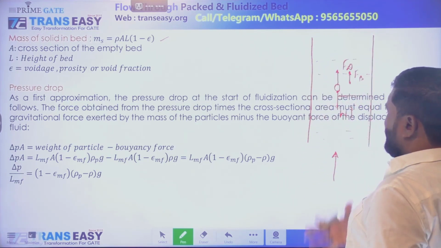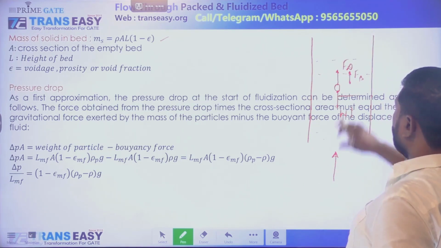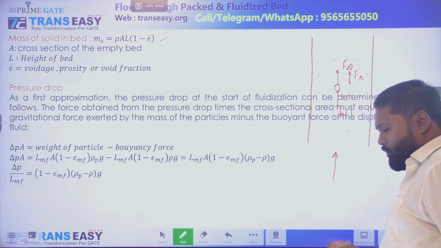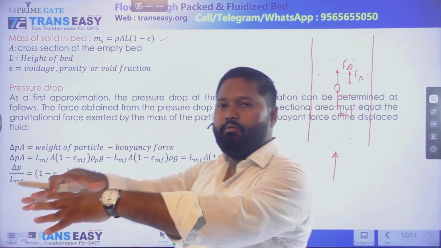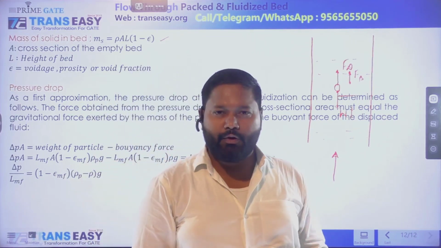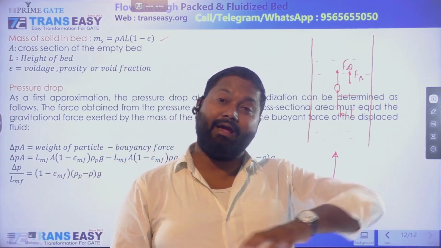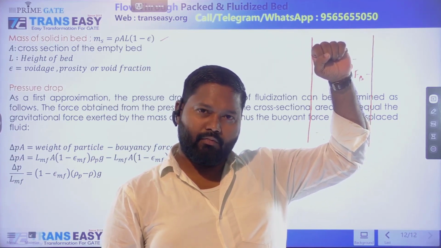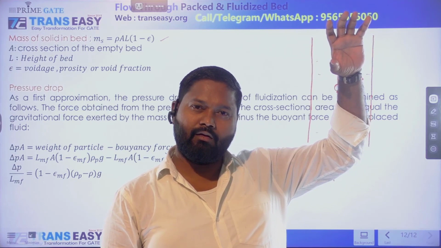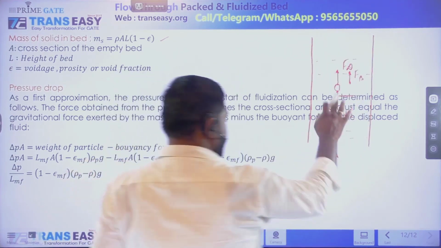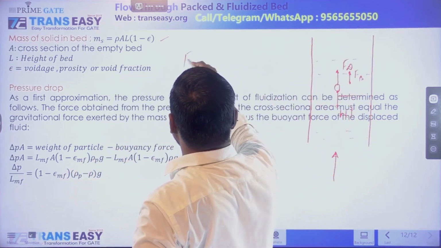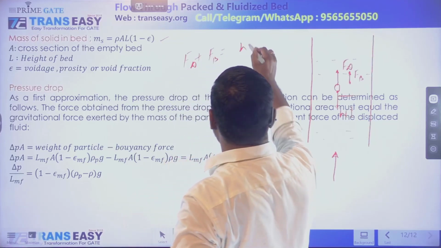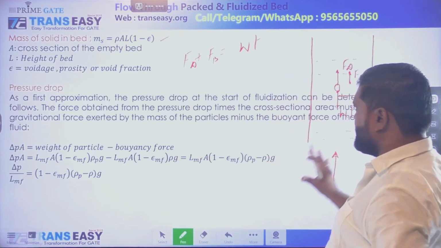So we consider the entire solid particles: total drag force, total buoyancy force and total weight. All particles are suspended in the flowing fluid, so the total drag force, buoyancy force and weight are all measurable. So FD plus FB is equal to the weight of the solid particles in the bed, right?